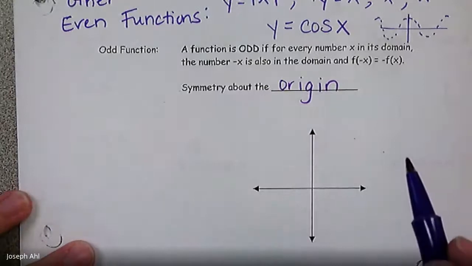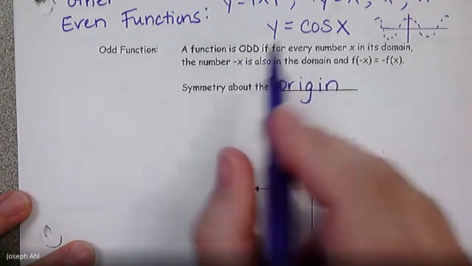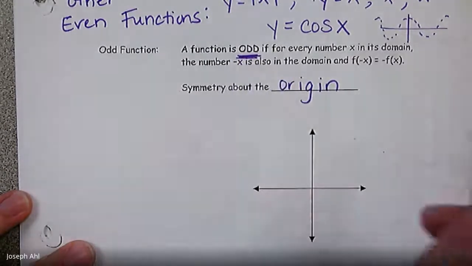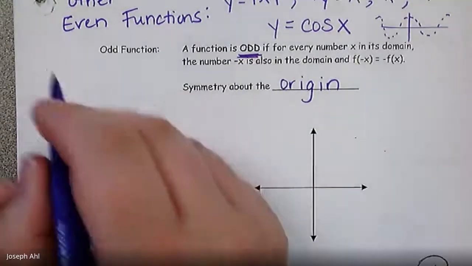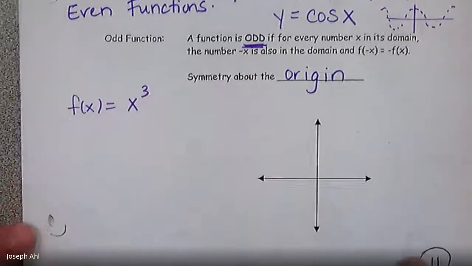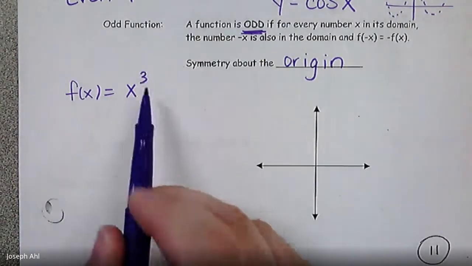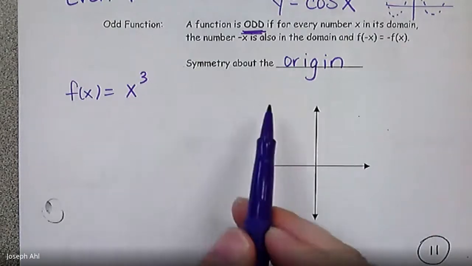And this is kind of an easy one to remember because it's O and O. If it has origin symmetry, it's an odd function. Okay, remember, it has to be a function to start. So let's go with maybe this example here. I like this one, f of x equals x cubed. It's kind of nice that if it has an odd power, it's an odd function, as long as there's not, again, anything being added or subtracted afterwards.